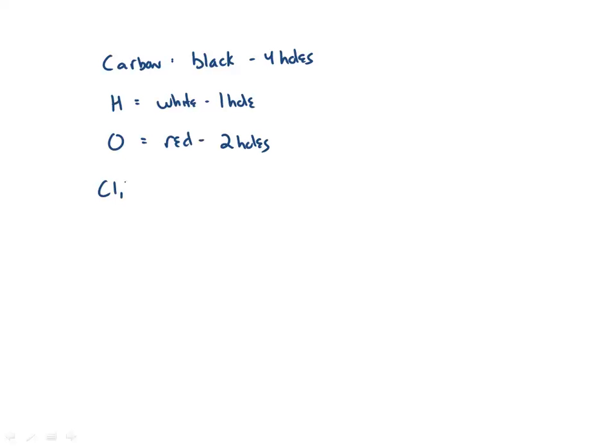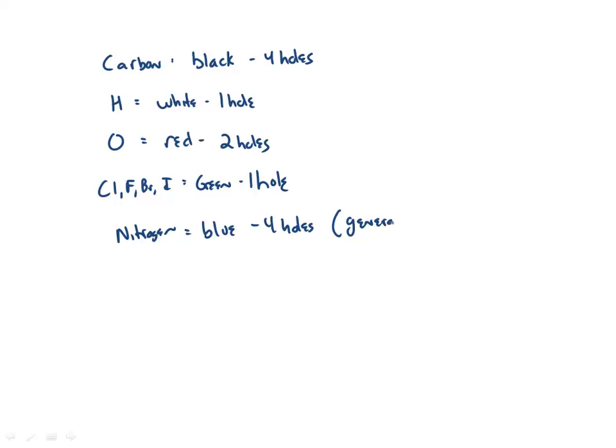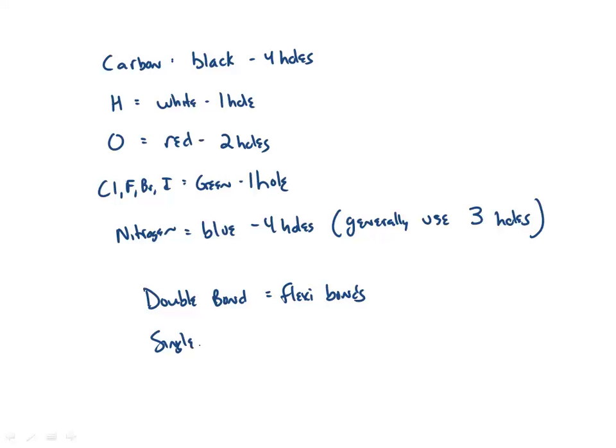For the halogens, chlorine, fluorine, bromine, and iodine, we usually use green with 1 hole. And then nitrogen, in these kits, if I remember right, is technically blue. And it technically has 4 holes, but we frequently only use 3 of them. Can we leave this little chart up on the board? Yes. And then the other thing is to make a double bond, meaning to share more than one set of electrons, use the flexi bonds. For single bonds, use the short rigid ones.